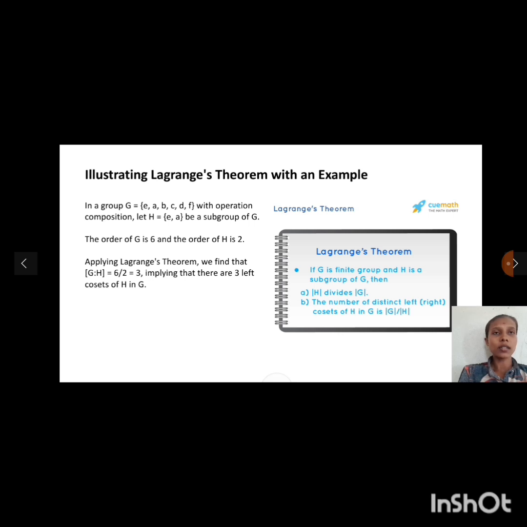Illustrating Lagrange's theorem with an example. In a group G equals {e, a, b, c, d, f} with the operation composition, let H equals {e, b} be a subgroup of G. The order of G is 6 and the order of H is 2. Applying Lagrange's theorem, we find that [G : H] equals 6 divided by 2 equals 3, implying that there are 3 left cosets of H in G.